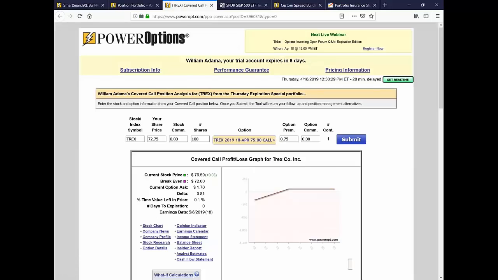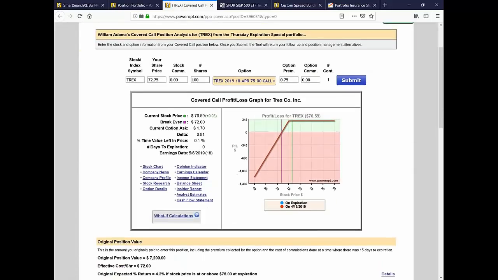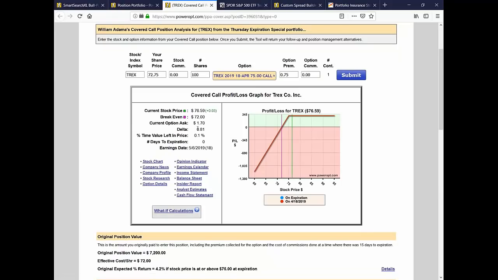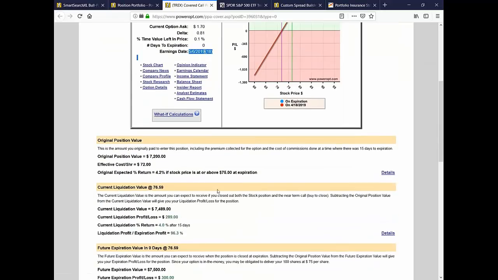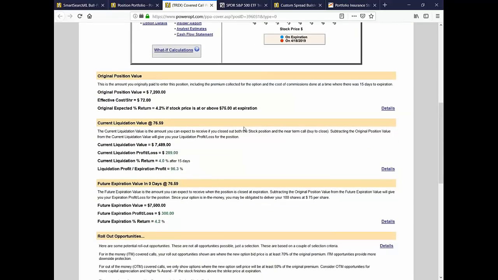The Position Analysis view gives you a breakdown of your position. You see your delta remaining, your time value remaining in price, days to expiration, next earnings date. That's kind of important to remember, May 6th. I'm going to keep that in mind for now. All right, so we scroll down below and we see the breakdown of our current liquidation value, future expiration value.